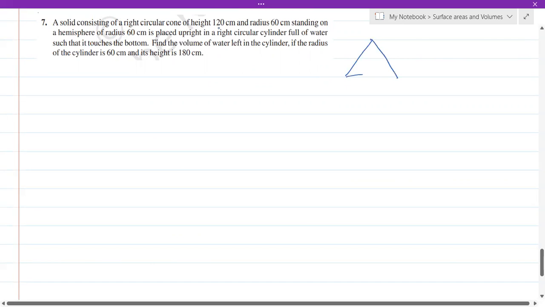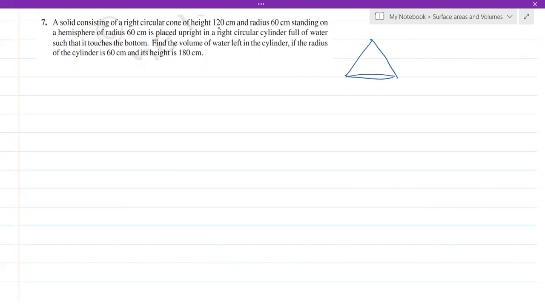Now listen, there was a cone. The dimensions of the cone are given, which is mounted on a hemisphere, something like this. And there is another cylinder which is completely filled with water.